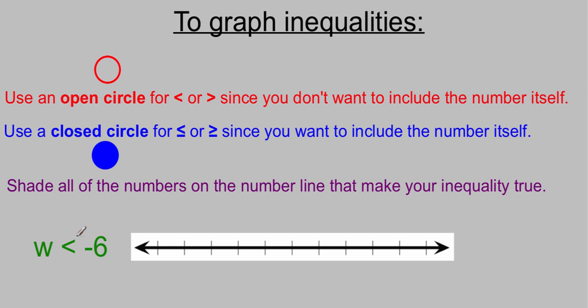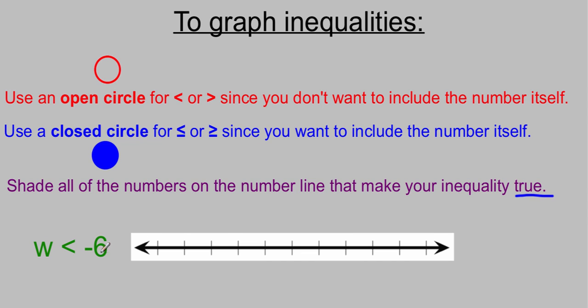Now for the part that you should have a pretty good recollection of from 6th grade, graphing inequalities. This is where we take our inequality and use an open or a closed circle. Open circle is when we don't want that actual number. So in this case, w is less than negative 6. We don't actually want the number negative 6 because it's not equal to it. It has to be less than it. A closed circle is when we do want to include the number, when it can be equal to our number. So that's the less than or equal to or greater than or equal to. And then we shade in that side of the line that shows all the numbers that make your inequality true.